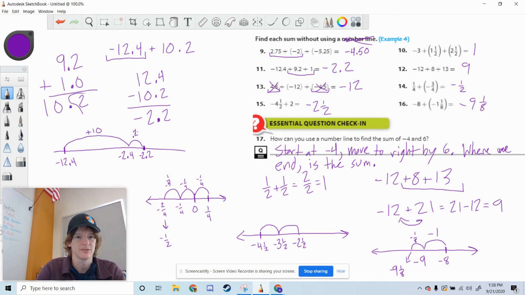Hopefully my number lines were a little bit helpful here. If not, then there's other ways we could have done these, but I think with those methods, you're just memorizing rules instead of using number lines to help you.